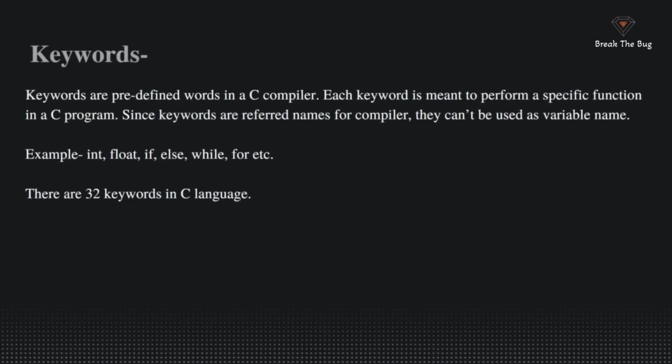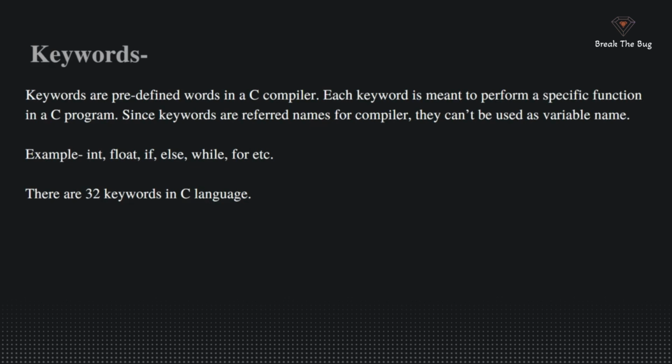Now, what are keywords? Keywords are predefined words in the C compiler. Each keyword is meant to perform a specific function in a C program. Since keywords are reserved names for the compiler, they can't be used as variable names. Examples: int, float, if, else, etc.